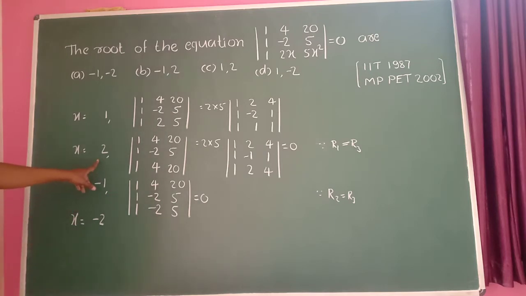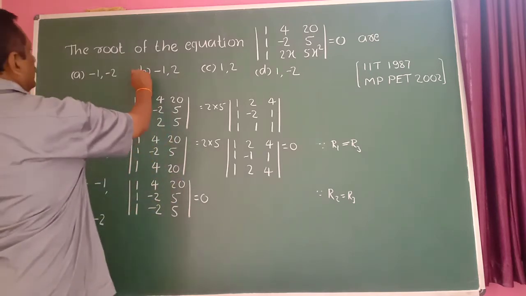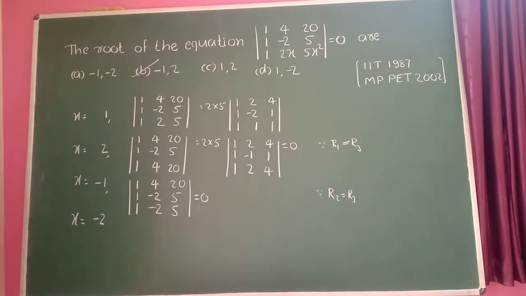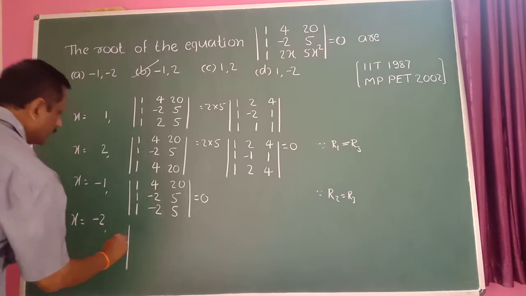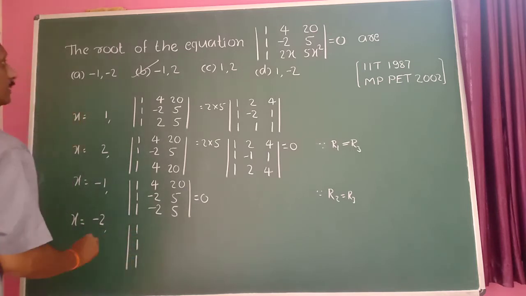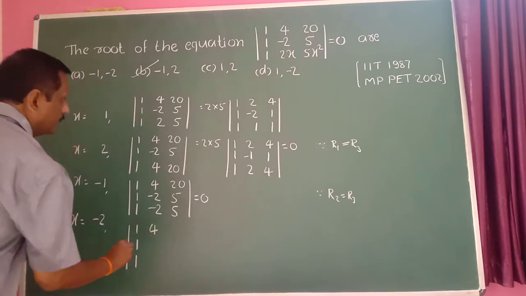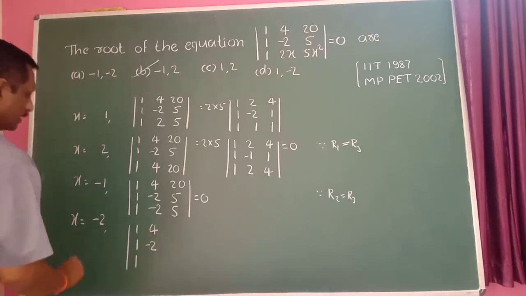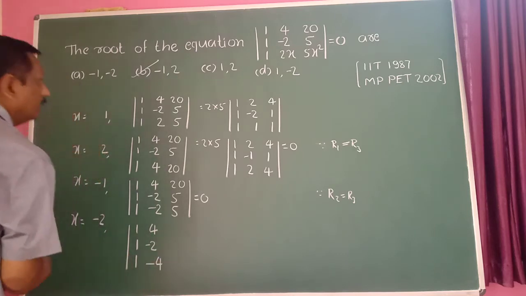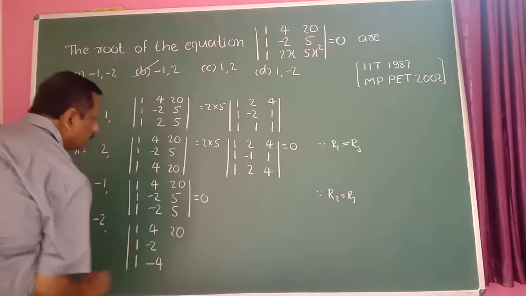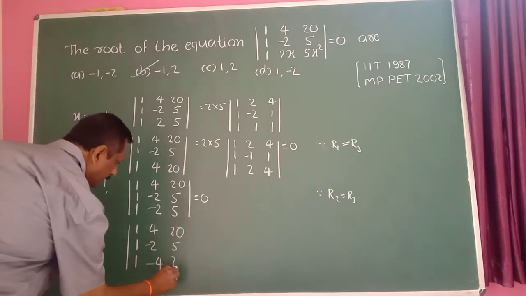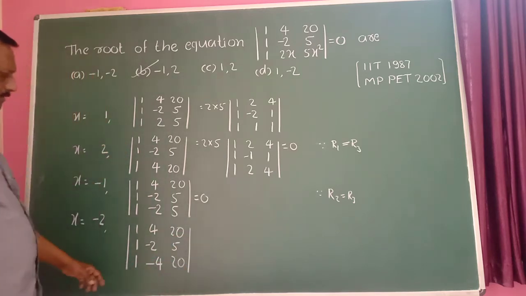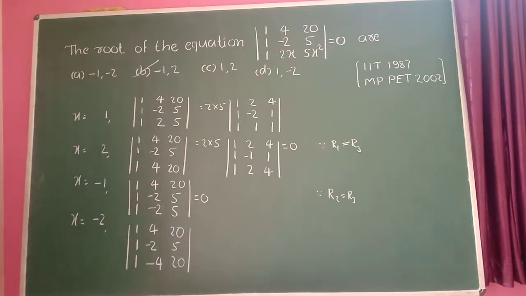So x equal to minus 1 and x equal to 2 give the answer here. Now x equal to minus 2: 1 and 1 here, then 4 minus 2 and 2 twos are 4, so minus 4. Then 20, then 5, 2 squared is 4, 4 fives are 20. In this case the rows and columns are not identical, hence the value of the determinant is not 0.